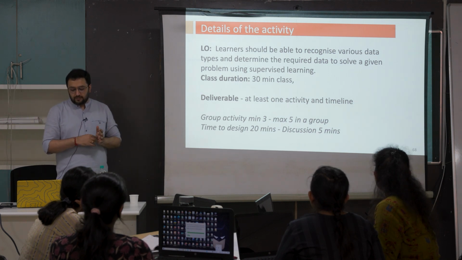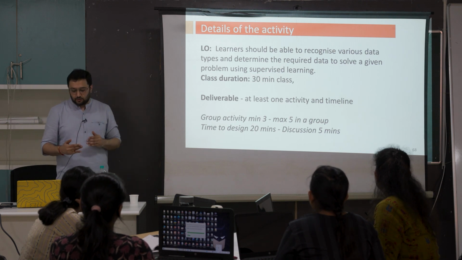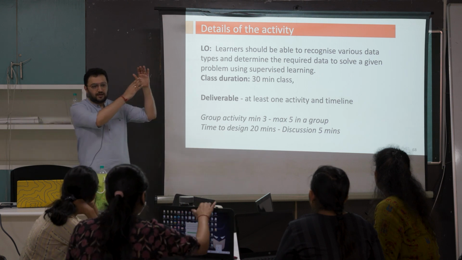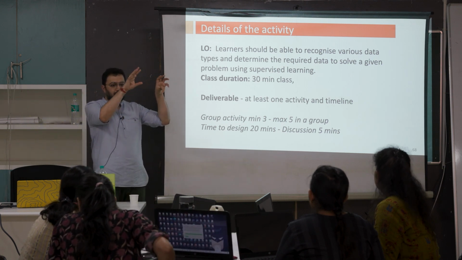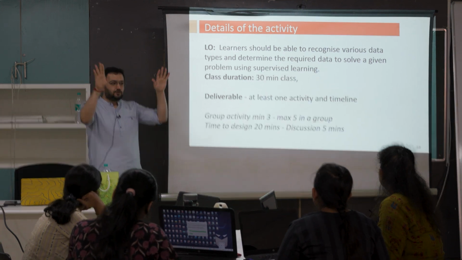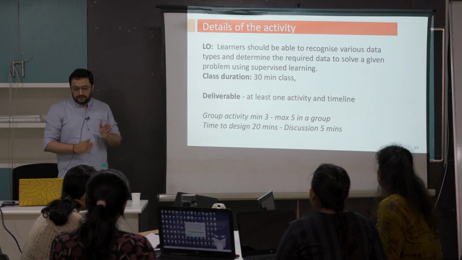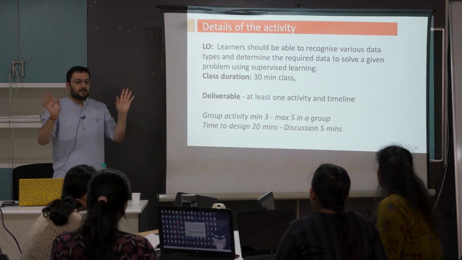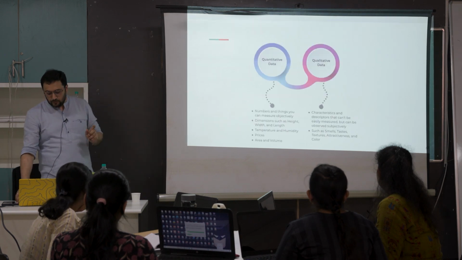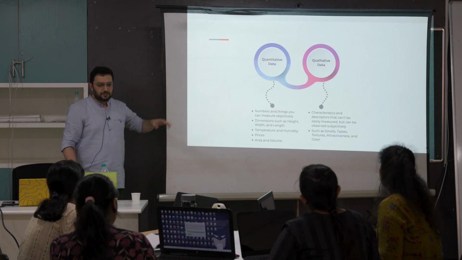Class duration is 30 minutes, deliverable at least one activity and what the timeline should be. So I'm assuming you all know, when we create a lesson plan, we have what is the duration, what is the kind of activity, what the teacher is doing and what the student is doing. So basically you have to create that table, right? I'll give you guys 20 minutes to design activities, right? And before we do that, I'll just briefly cover what are the different data types.